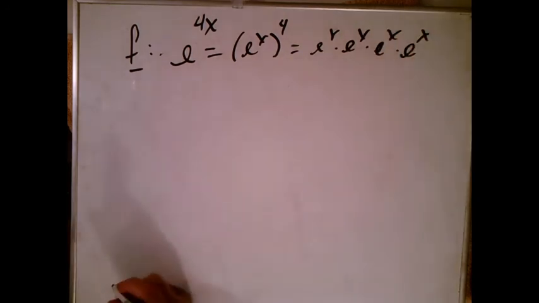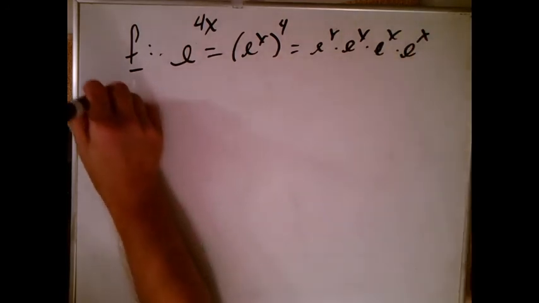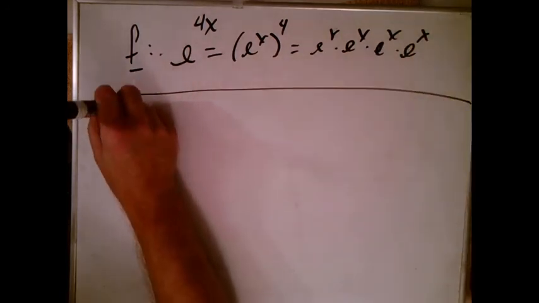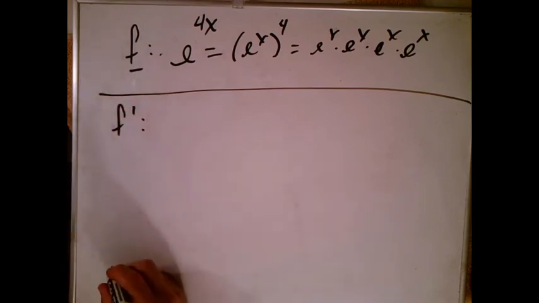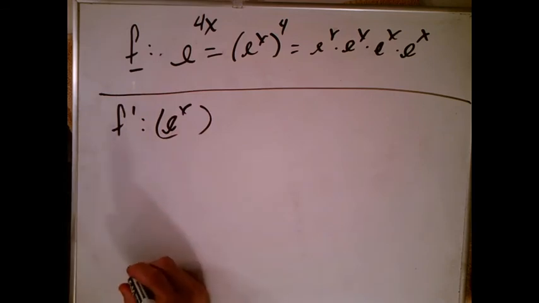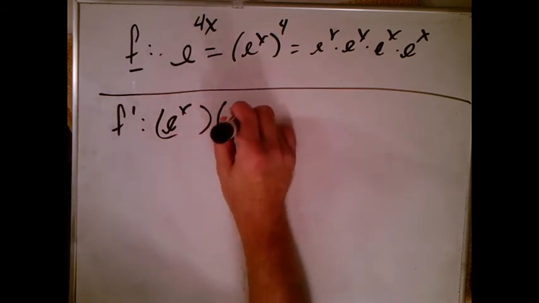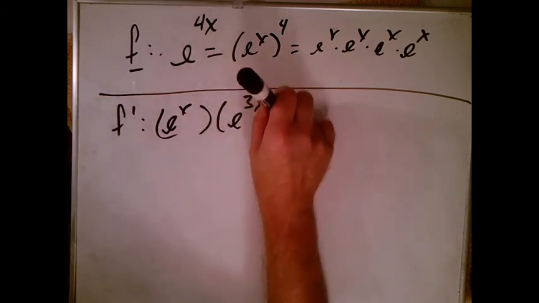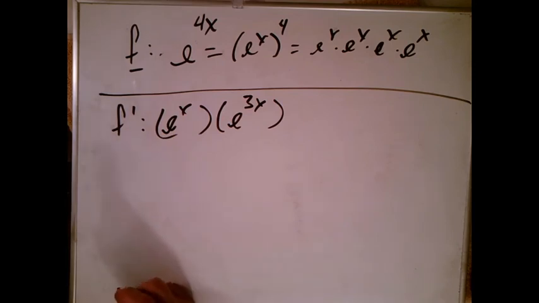Now, why in the world would I do that? That's 4 things being multiplied together. So if I want the derivative, it's going to be the first derivative of the first e to the x, yes, times the other 3 being multiplied together. Well, I'm just going to call that e to the 3x at the moment because that's what e to the x times e to the x times e to the x is.